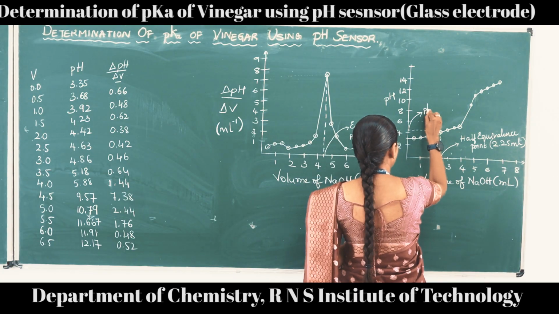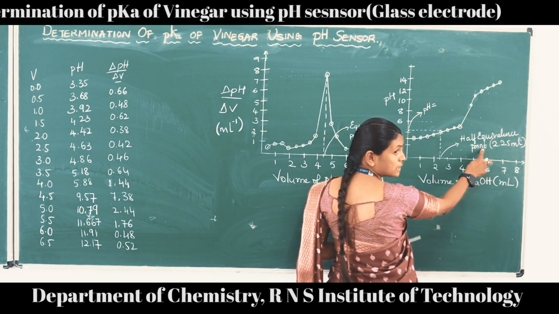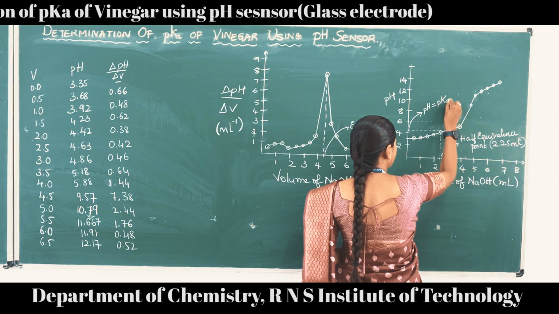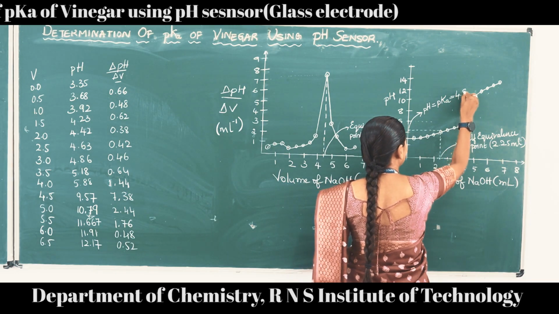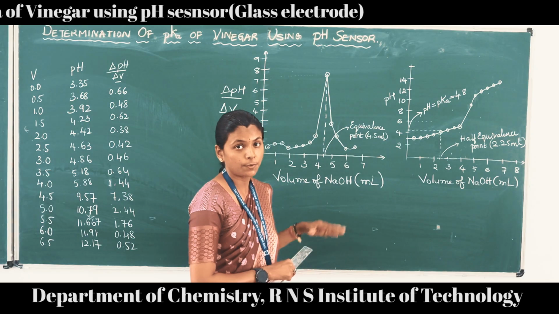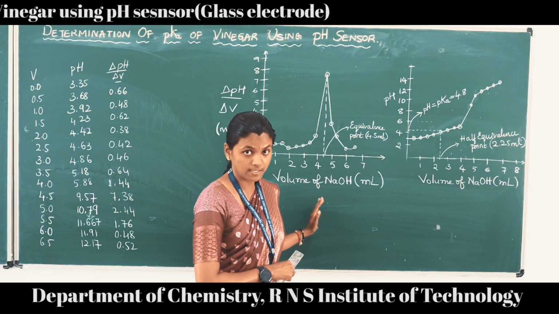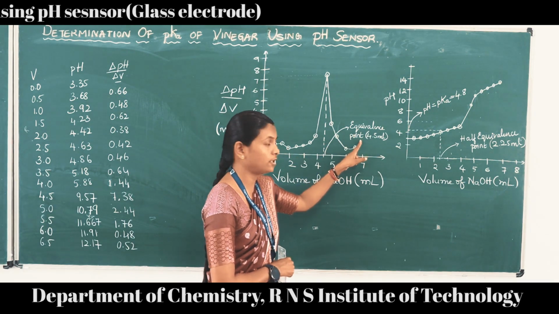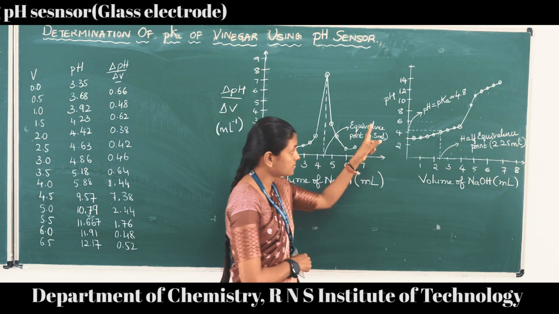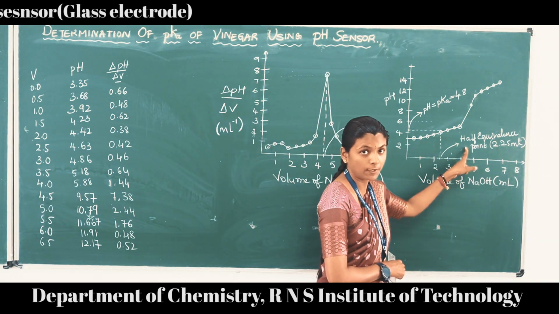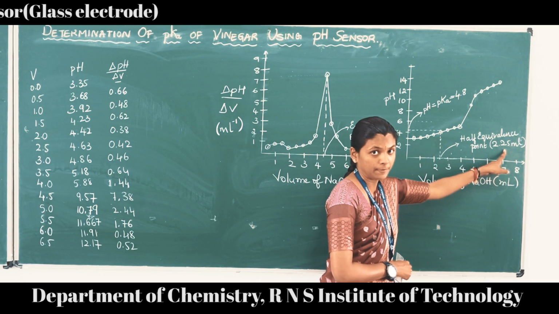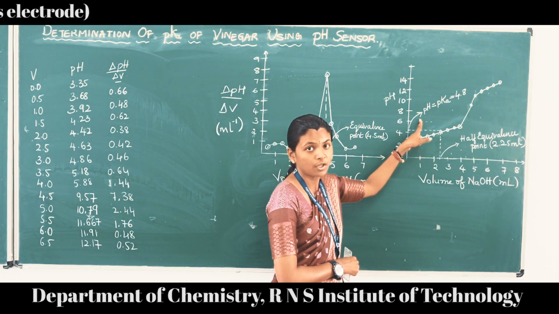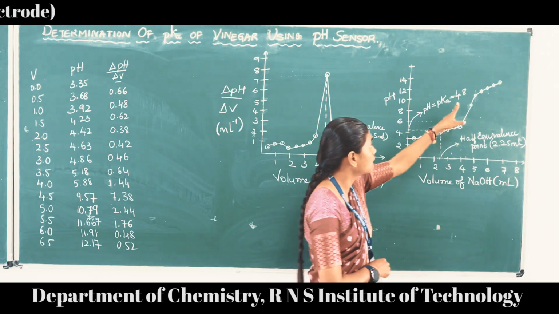So therefore we say that at the half equivalence point, whatever pH is determined there is itself the pKa value, that is simply nothing but 4.8. So this completes the experiment. Now let us see the result. The first point is the equivalence point. The equivalence point value is 4.5 ml. The second point of the result is the half equivalence point, which is 2.25 ml, whereas the pKa value for the given vinegar, which is simply equal to the pH value at the half equivalence, is 4.8.